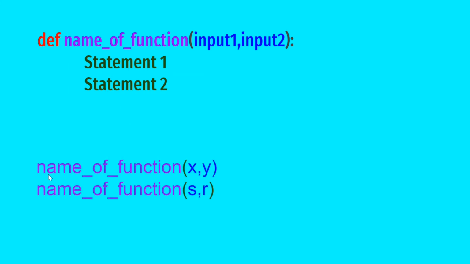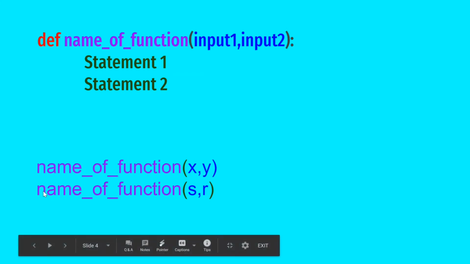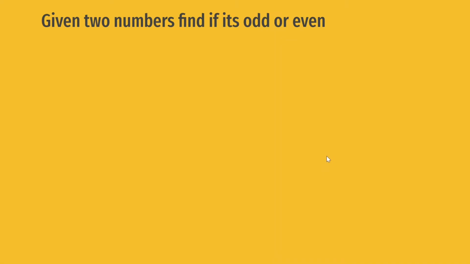So for that, I will use the name of the function, and then in between the brackets, I will put my own inputs. So x and y. And later on, if I want to use the function again, I'll call the function again and put the inputs. Now let us look at an example for you to understand better. So the question says you're given two numbers and you have to find if it's odd or even.